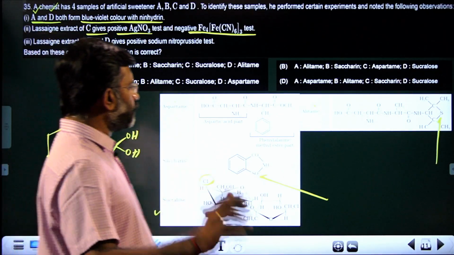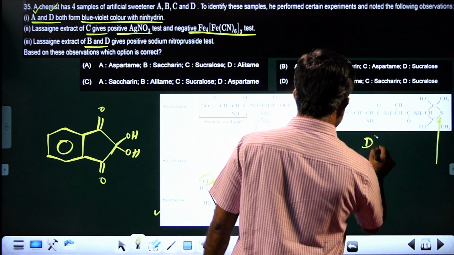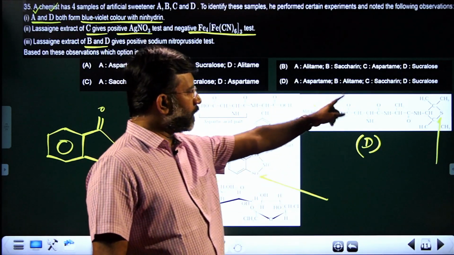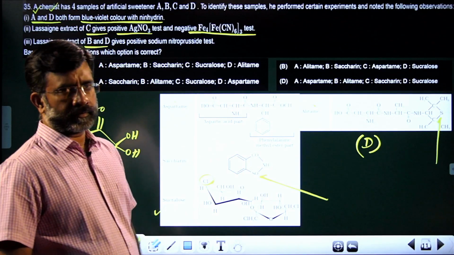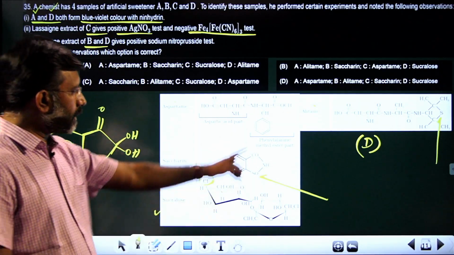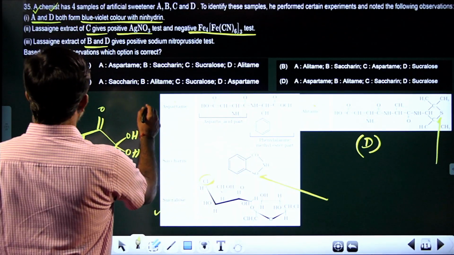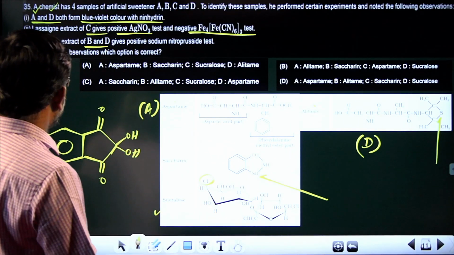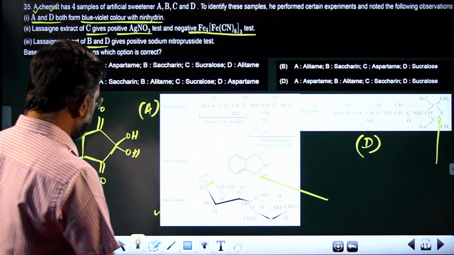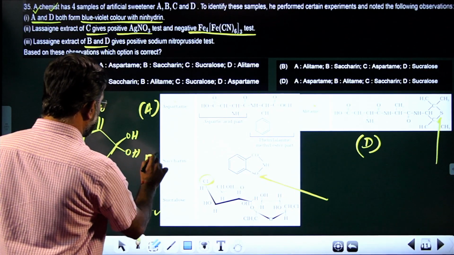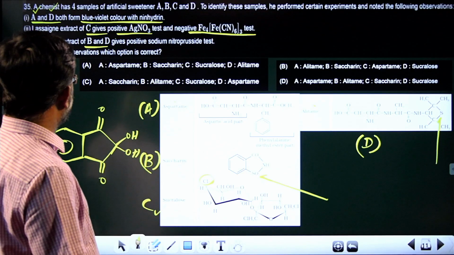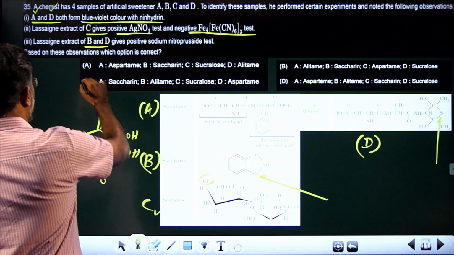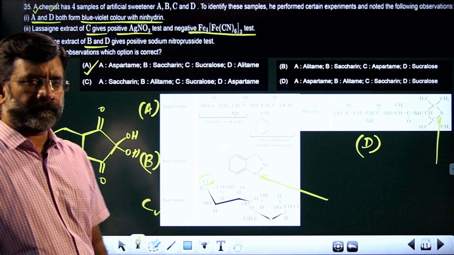Now this is confirmed to be D, because that gives the ninhydrin test and that gives the sulfur test. Lysine test for sulfur, so that is D. So definitely this is A. This is A, that is D. And what about C? This is C and this is B. So the answer is aspartame, saccharin, sucralose, alitame. Option A is the correct answer.